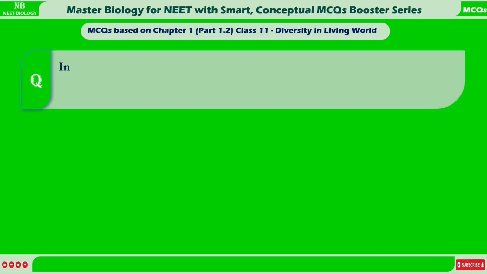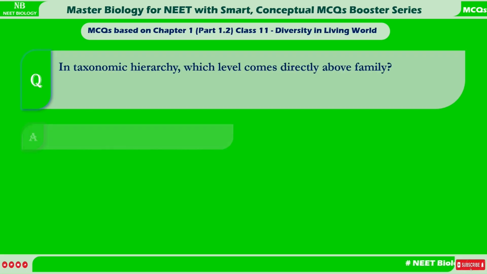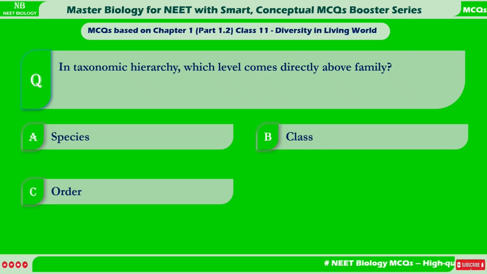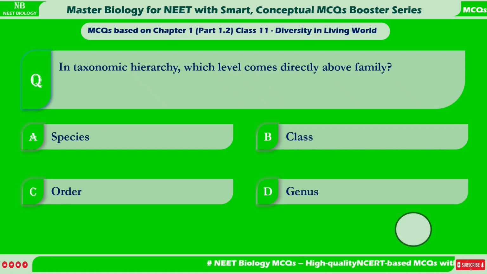In taxonomic hierarchy, which level comes directly above family? A. Species. B. Class. C. Order. D. Genus.